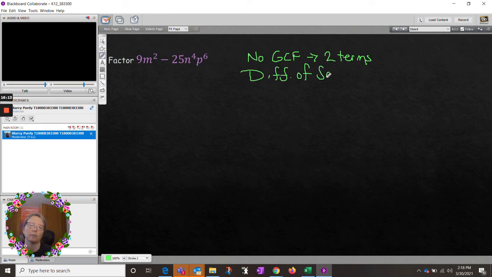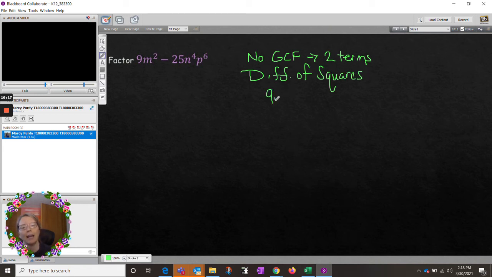So here's how we factor it. We check to see, is there a GCF? There's no GCF. It's 2 terms. So we check to see, is it a difference of squares? And it is a difference of squares.